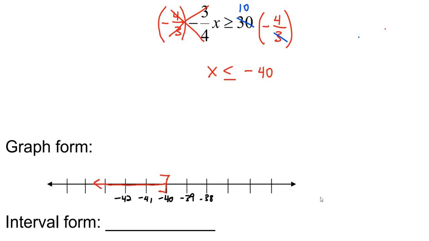So now let's write our interval form of our solution. When we start at the left, we're starting at negative infinity. We enclose that with a parenthesis, and it goes to negative 40, and we're going to close that with a bracket.